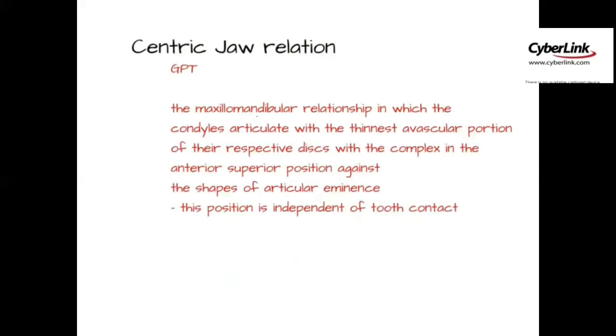Centric jaw relation is the maxillomandibular relationship in which the condyle articulates with the thinnest avascular portion of their respective discs with the complex in the anterior superior position against the shape of articular eminence. This position is independent of tooth contact. Okay, centric relation is the most posterior relationship of the mandible to the maxilla and the anterior superior relation of the condyle to the glenoid fossa.